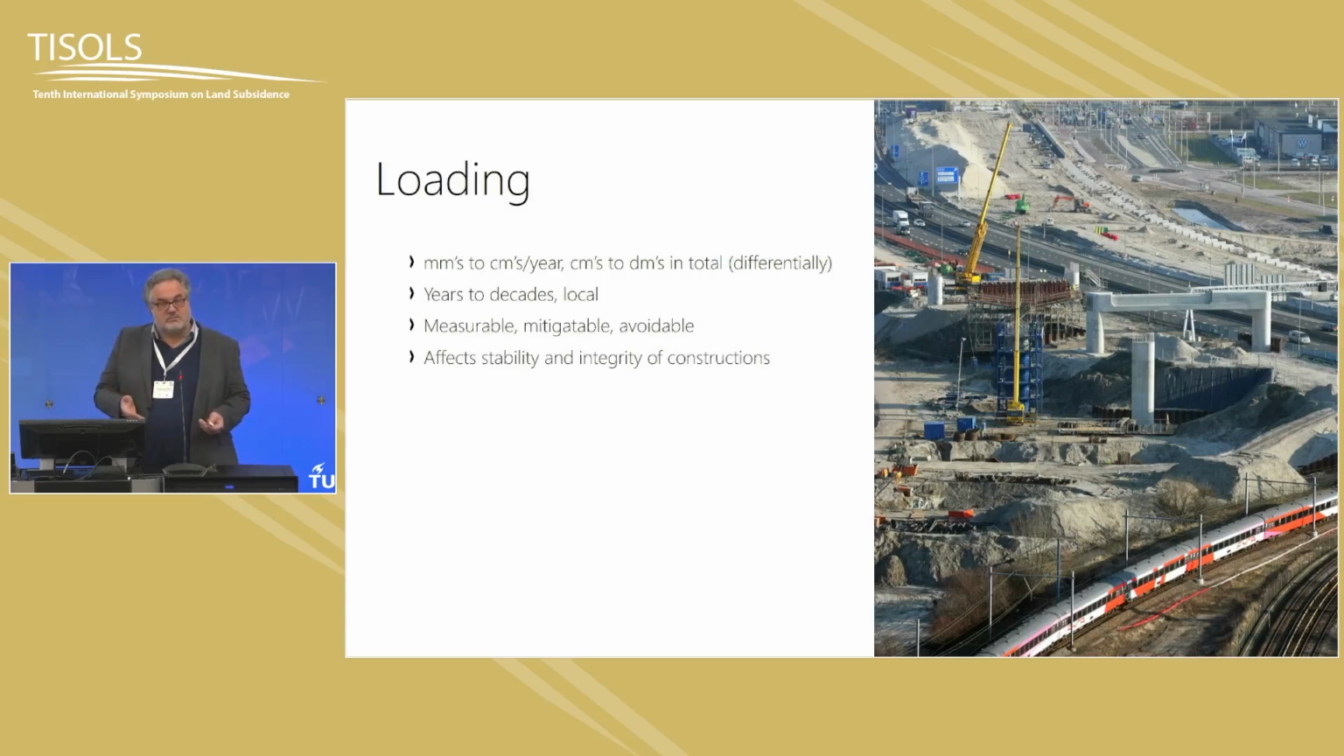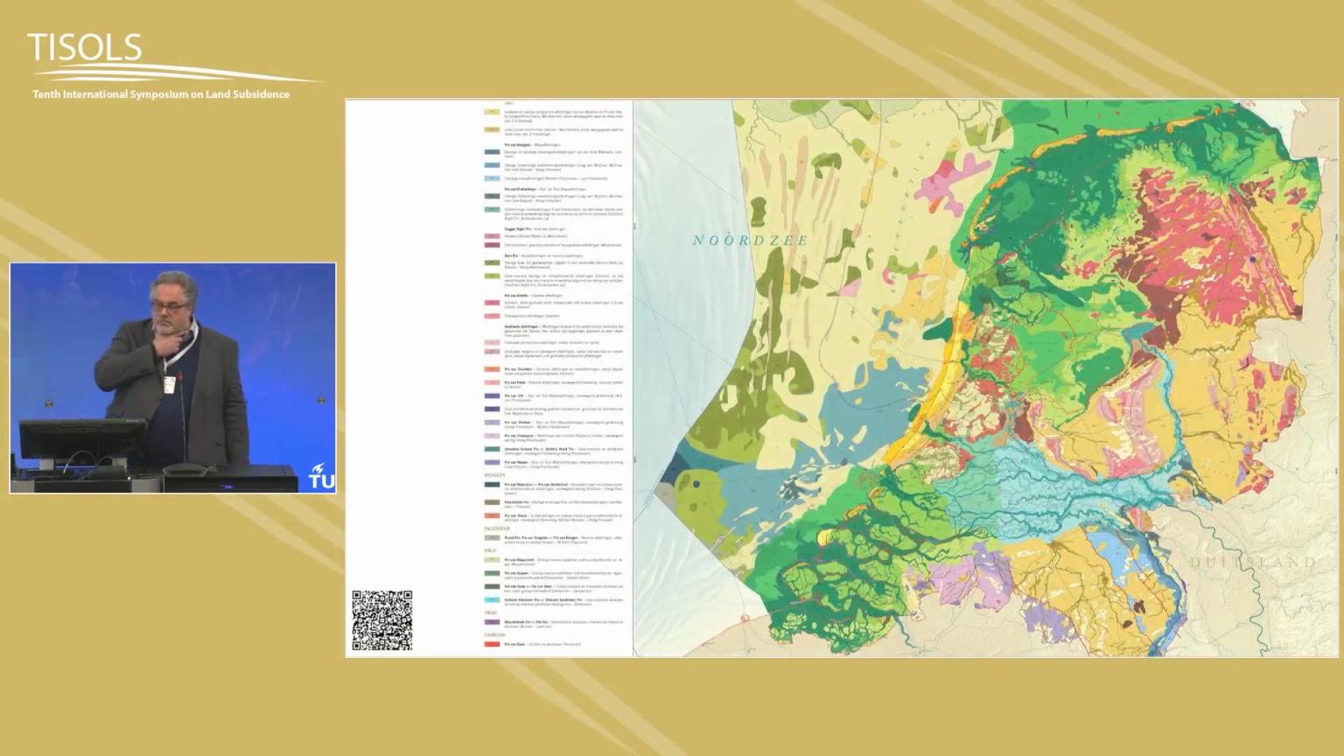You can measure it. Subsidence in the built environment is well measurable. And this affects the stability and integrity of constructions. So this is what happens in terms of subsidence in the Netherlands. There's more. There would be karst in Limburg, caving in of former mine shafts, but these are the big processes that affect our lowlands. So let's have a look at the geological map here.